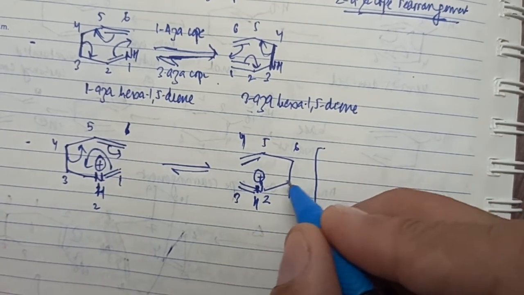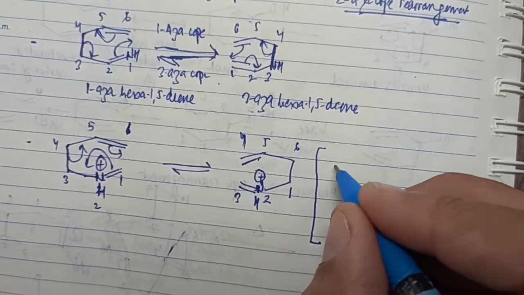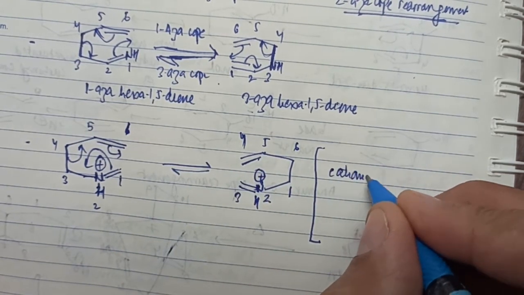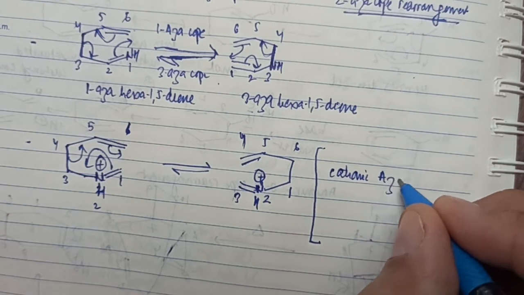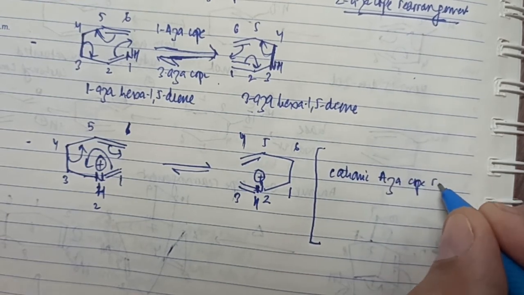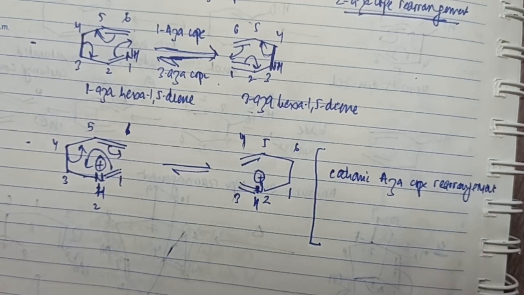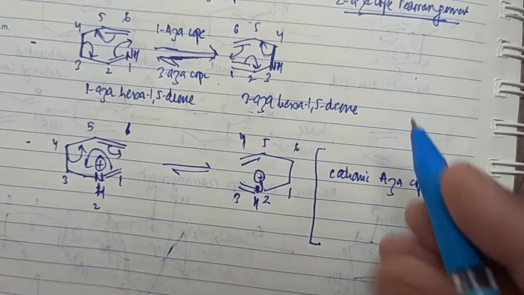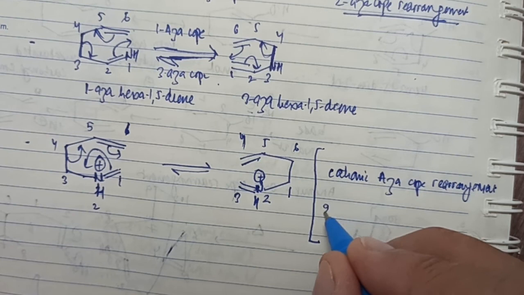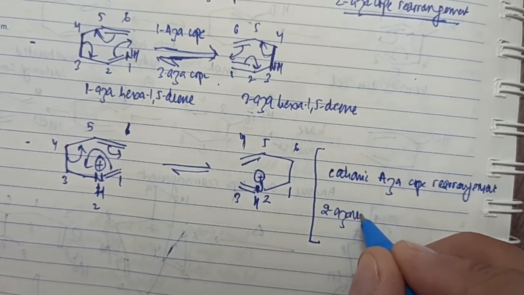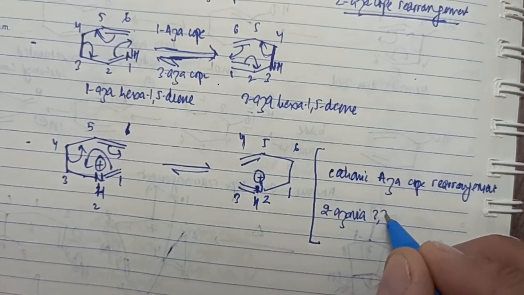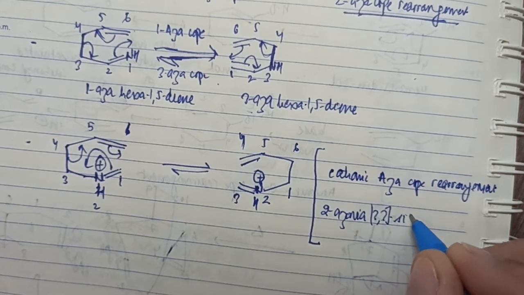We can call this 2-aza-cope rearrangement a cationic aza-cope rearrangement, or the right way of terming this reaction would be 2-azonia 3,3 sigmatropic reactions.